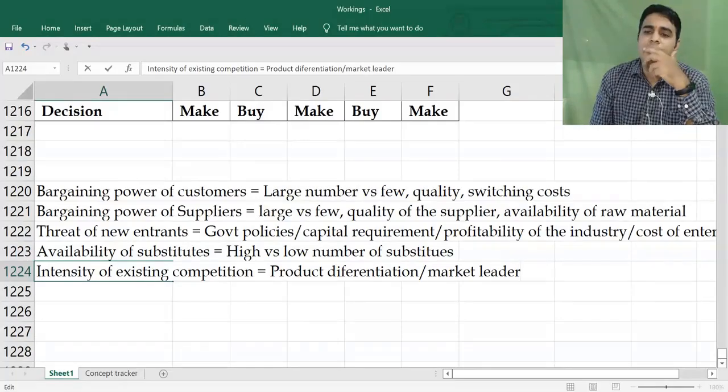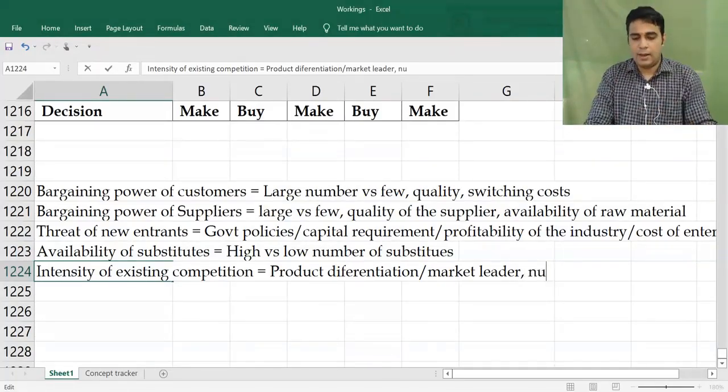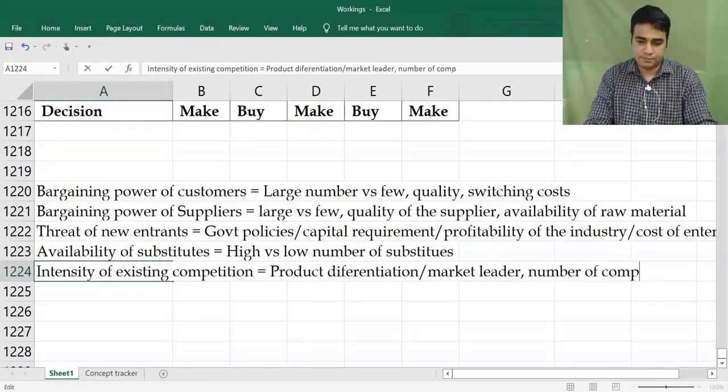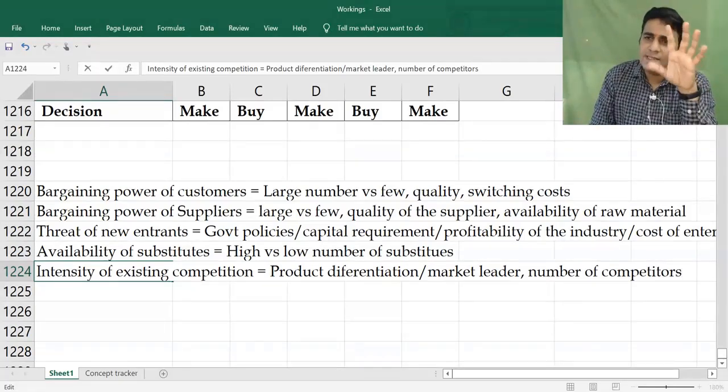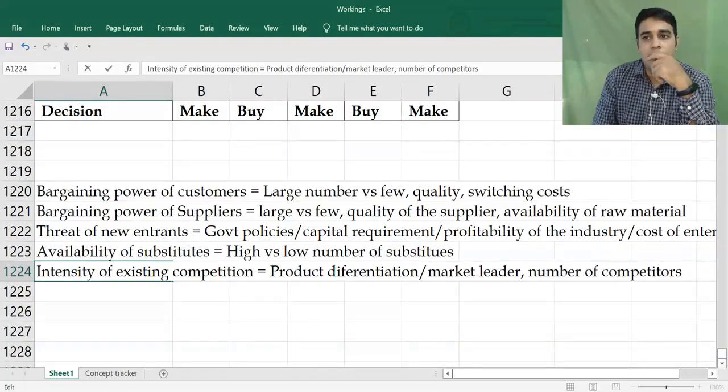When will the competition be very intense in an industry? Number of competitors. There are too many competitors in one industry, but still the competition is not that intense. There's one factor which influences that. What factor? Which one?